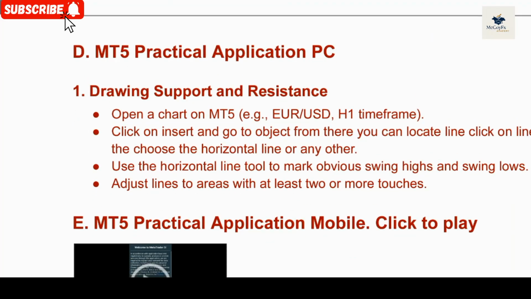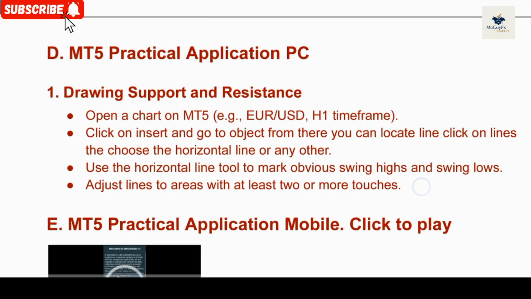So let's go to the practical application on PC. Drawing support and resistance. 1. Open a chart on MT5, for example EUR/USD, and use the 1 hour time frame. Click on Insert and go to Objects. You can locate Lines. Click on Lines and choose the horizontal line or any other.